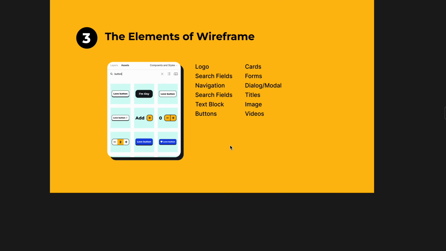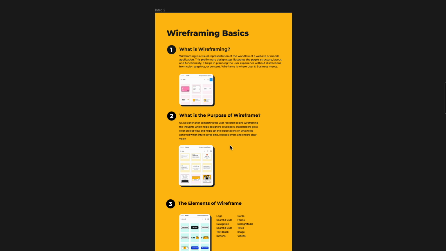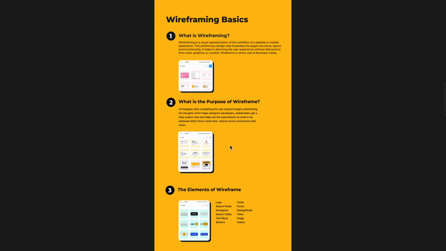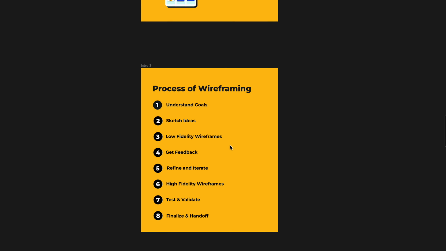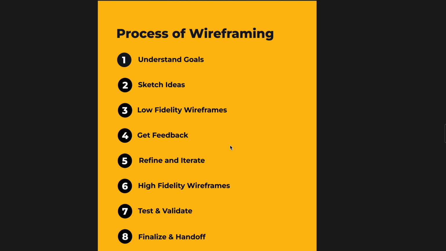Okay, so these are the three major things which you need to understand: what is wireframing, what is the purpose of wireframing, and the elements of wireframe. Once you are done with this, you need to understand the process of wireframing. Okay, why we really do wireframing and how does it really help. Okay, so first, the process of wireframing is understanding the goals, which you have already done with the user research, right? You have built a solution around it, right?